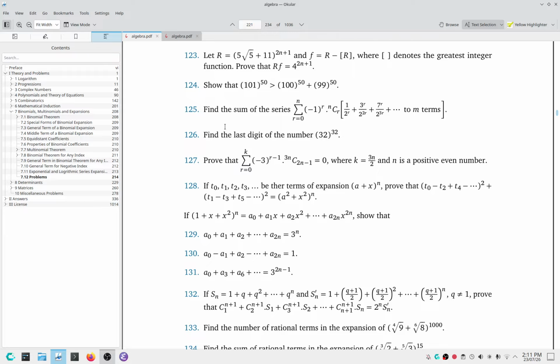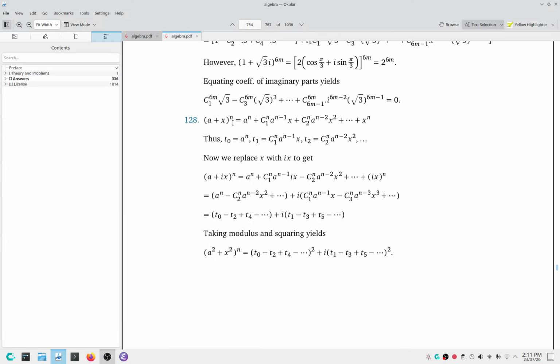So we are given that (a plus x) to the power n is equal to a to the power n plus nC1 a to the power n minus 1 x plus nC2 a to the power n minus 2 x square and so on up to x to the power n. So T0 is a to the power n, T1 is equal to nC1 a to the power n minus 1 into x, T2 is equal to nC2 a to the power n minus 2 into x square. Now we replace x with ix.